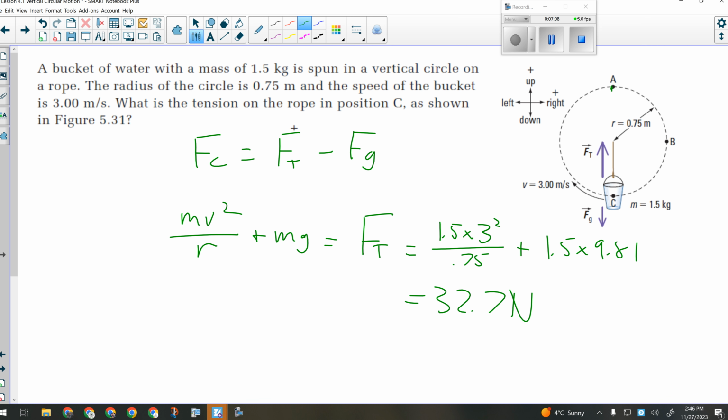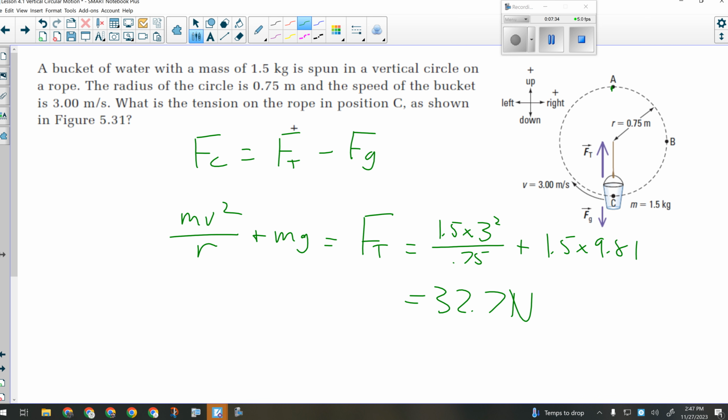Would you ever give us the tension and ask for the force of gravity? No, probably not, because I would have to give you the mass to do that, which means you could just go m times g to get the force of gravity. But what I would ask for would be like speed or radius. So you'd have to manipulate this. Instead of having mv squared over r, you'd have to find v or r. Just a little bit more algebra, nothing serious.